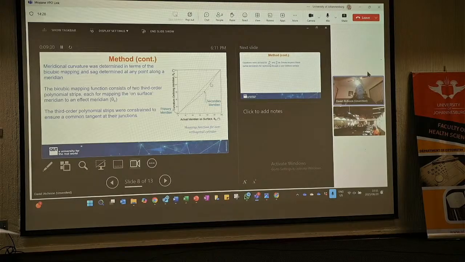So if it was an orthogonal lens, we would just get a simple form, but we end up with a curve here. So we had a third order polynomial strip, and we just made sure that they clean up nicely, so that the tangents are continuous there.